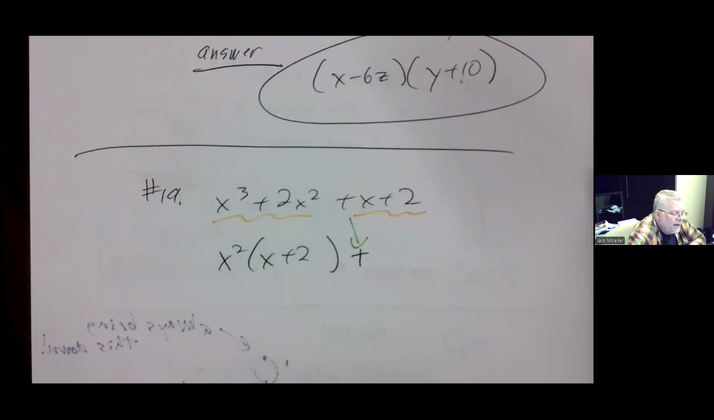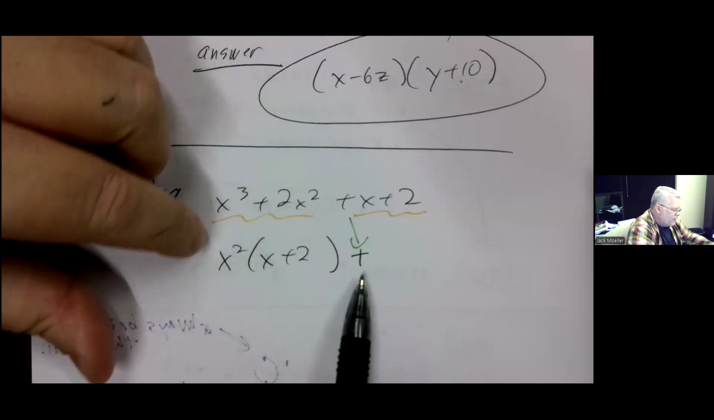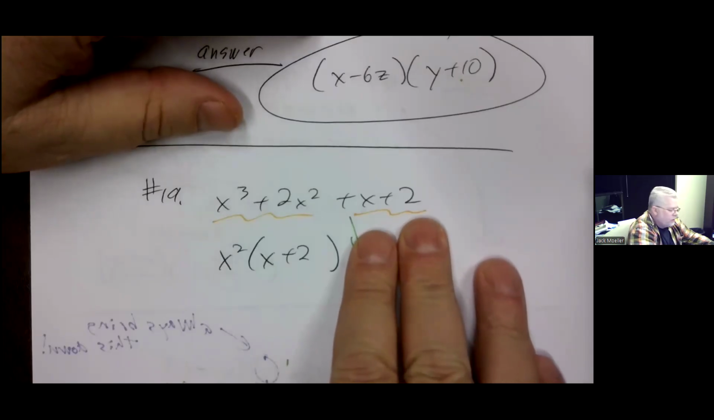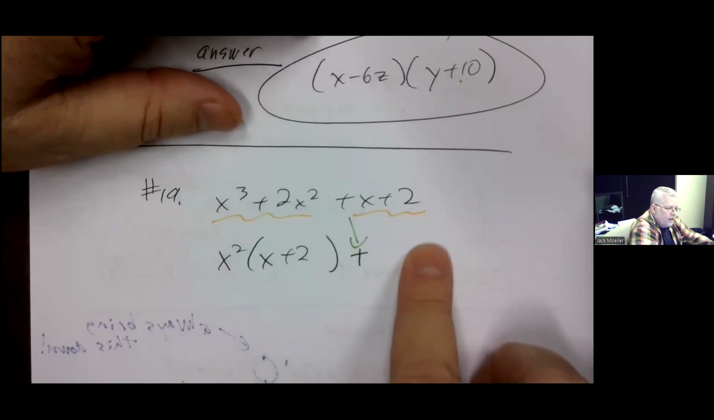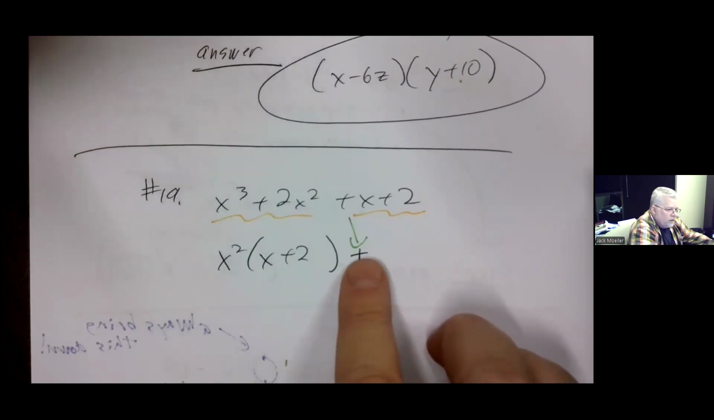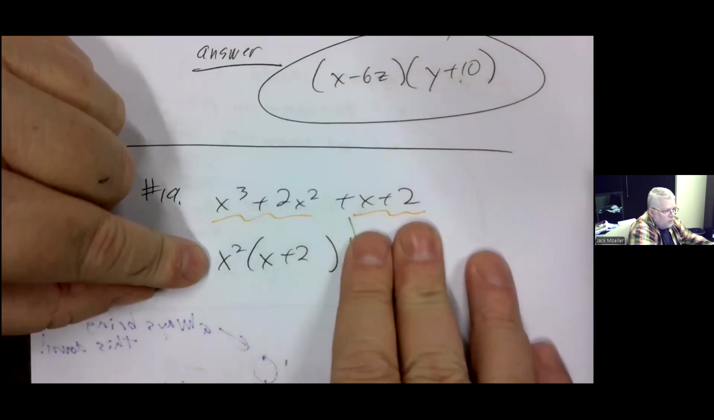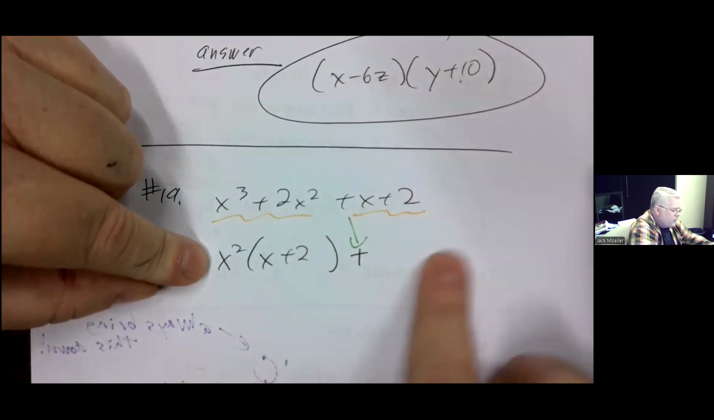All right. If you look at that and say nothing, what happens in your answer? Well, you're probably just going to have x squared times x plus 2 as your answer because you're not going to have anything over here. The reason that's wrong is we need four terms. That's only going to give us two terms. So we still need a GCF.